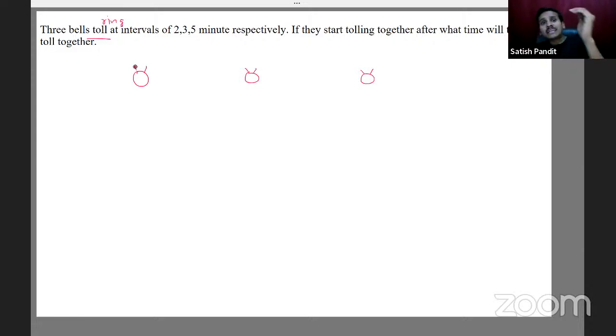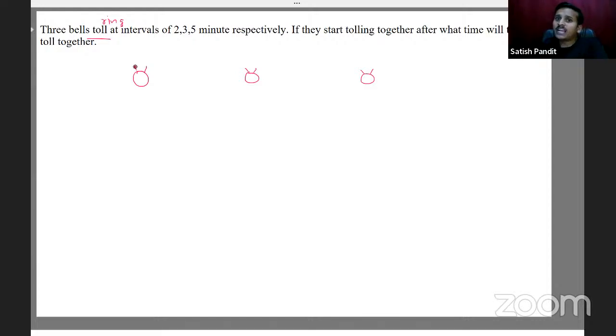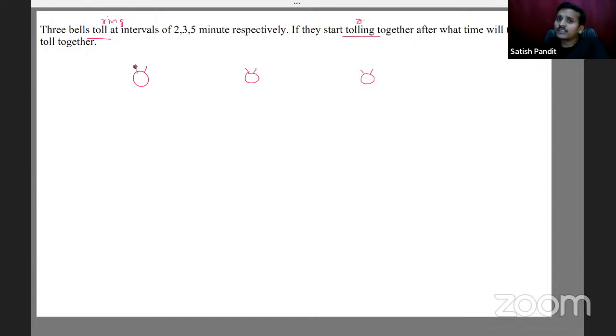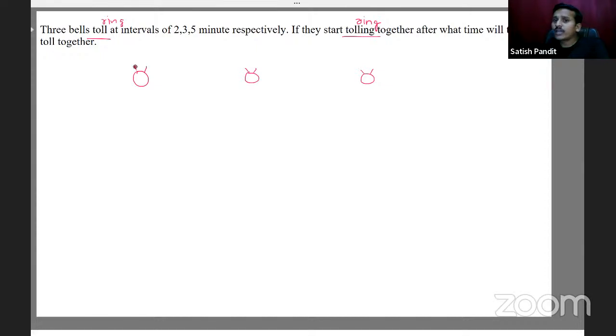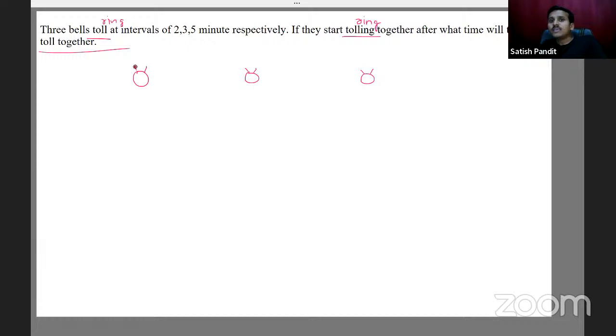Three bells ring at intervals of 2, 3, and 5 minutes respectively. If they start tolling, meaning ringing, together, after what time will they next toll together?